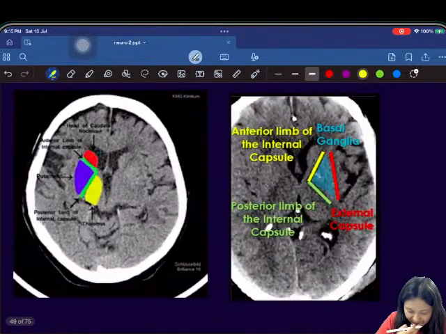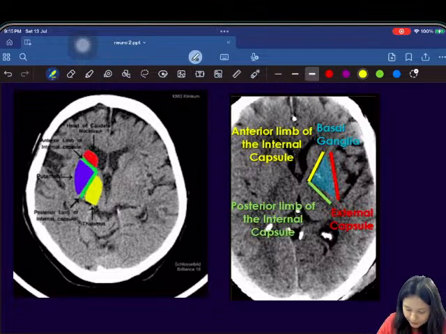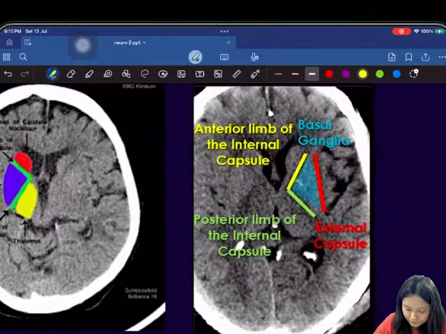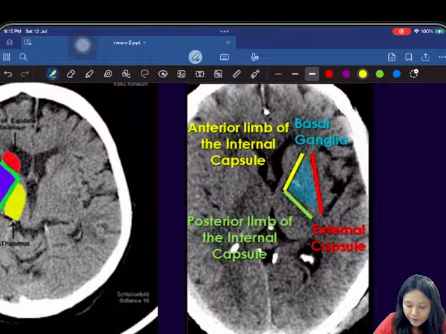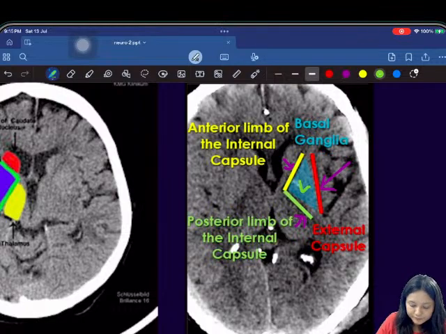And one more thing I want to explain about the parts. So you can see here that this is the anterior limb, okay, this is the posterior limb, and this red color is the external capsule. Okay, and this is your lentiform nucleus. Okay.